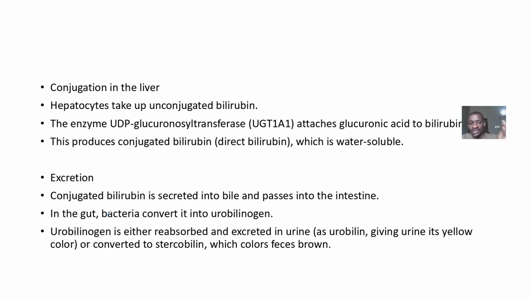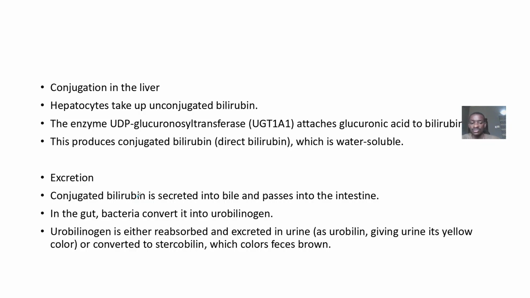So, conjugation in the liver now. Hepatocytes are the ones that take up bilirubin that is not mixed up with glucuronic acid, which we call unconjugated. The enzyme UDP-glucuronosyltransferase attaches the glucuronic acid to bilirubin. So this produces conjugated bilirubin. You understand? So, excretion. Conjugated bilirubin is excreted in bile and passes into the intestines.